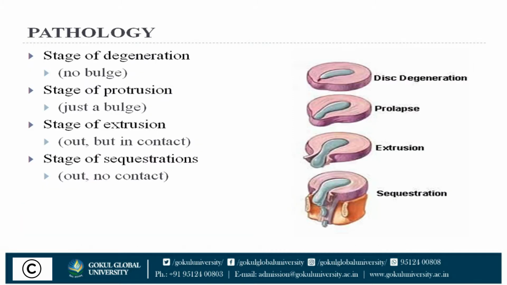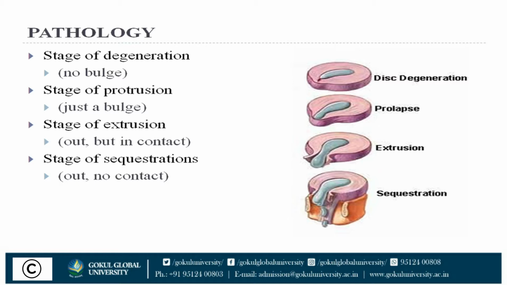Now, pathology. The term prolapsed disc means protrusion or extrusion of the nucleus pulposus through a rent in the annulus fibrosus. It is not a one-time phenomenon, rather it is a sequence of changes in the disc which ultimately lead to its prolapse. These changes consist of the following stages.